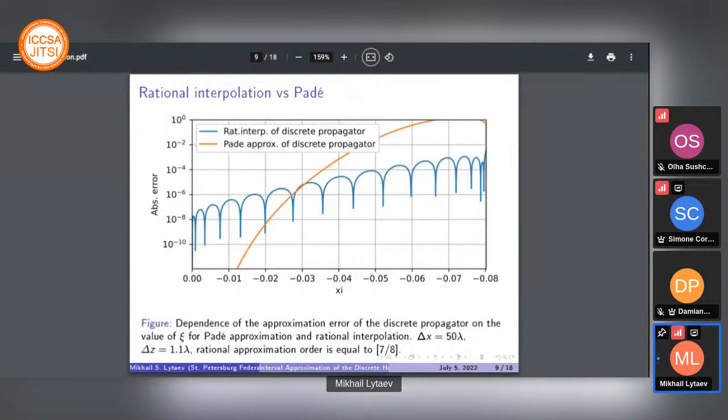This figure demonstrates the dependence of the approximation error on the value of xi. It is clearly seen that the Pade approximation gives excellent accuracy for small values of xi and small values of propagation angle, but the accuracy monotonically decreases with increasing xi. At the same time, the proposed rational interpolation calculated based on the maximum propagation angle of 22 degrees gives a more uniform distribution of the error on the interval of interest.